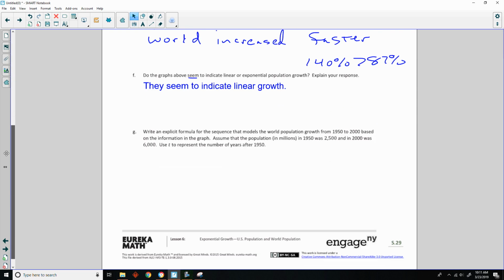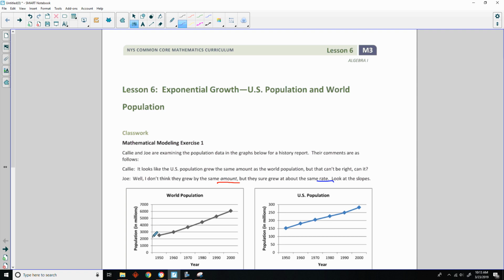Okay. G. Write an explicit formula for the sequence that models the world population from 1950 to 2000 based on the information in the graph. Assume that population in millions in 1950 was 2,500 and in 2000 was 6,000. Use T to represent the number of years after 1950. Okay. So what I would do here is, it's a function with respect to time. So f of t equals. If it's linear, then it should be a linear equation. And remember, linear equations are y equals mx plus b, where m is my slope and b is my y-intercept. So if I go back to this graph, my y-intercept would be somewhere down here if it's a straight line. So it looks like it'd be about 2,000.